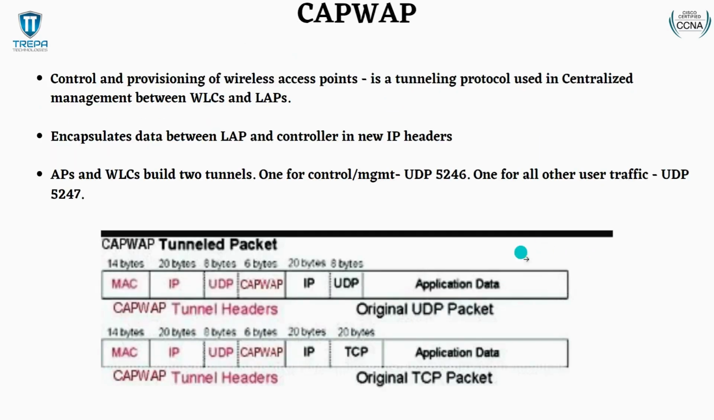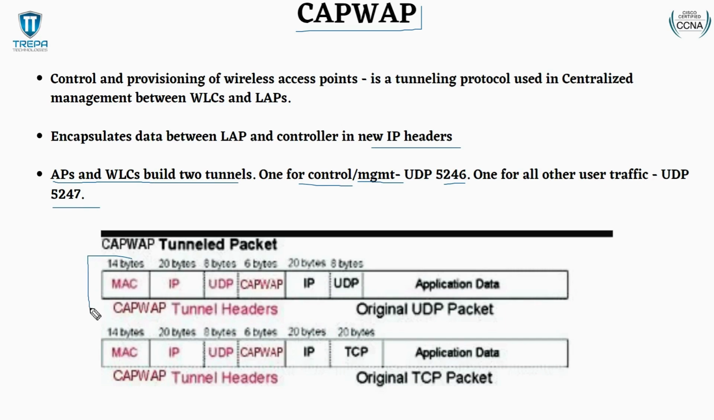And then CAPWAP. So now getting into the actual CAPWAP tunnels. CAPWAP stands for Control and Provisioning of Wireless Access Points, and it is a tunneling protocol, meaning that the CAPWAP header gets encapsulated, you see that here, over our original UDP packet, okay? So it encapsulates data between the lightweight access point and controller with new IP headers, and then the access points and WLCs are actually going to build two tunnels, a control CAPWAP tunnel and a data CAPWAP tunnel. The control, again, using UDP 5246, and then the data using UDP port 5247.